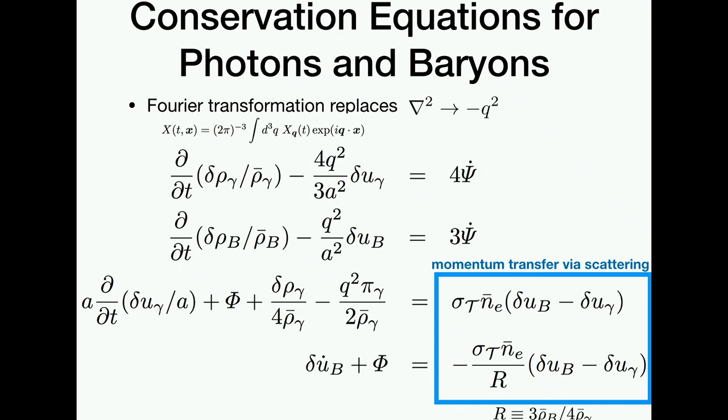And of course, you can understand this. If velocity of baryons is faster than velocity of photon fluid, we want to accelerate. Photons want to accelerate to catch up with baryons velocity. If baryons are going slower than photons, then photon velocity wants to go down to catch up with the baryons. Just a consequence of momentum conservations, right? Momentum exchange, baryons and photons want to go at the same speed. That's all that is.